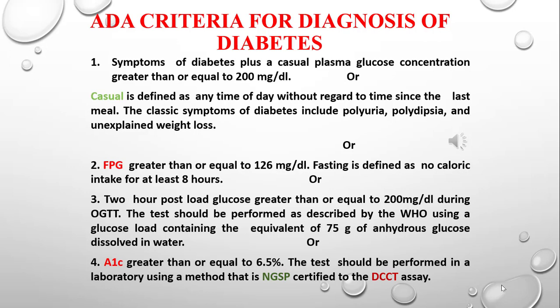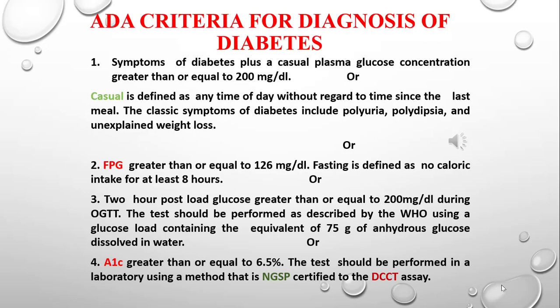Number 3. 2-hour post-load glucose greater than or equal to 200 mg per deciliter during an oral glucose tolerance test. The test should be performed as described by the World Health Organization using a glucose load containing the equivalent of 75 gram of anhydrous glucose dissolved in water.